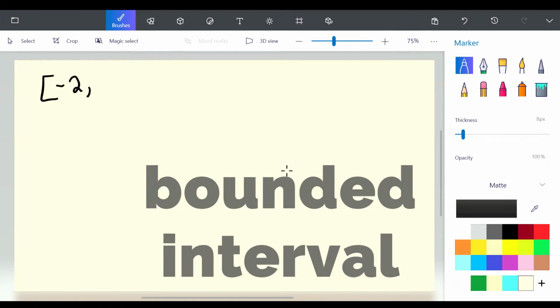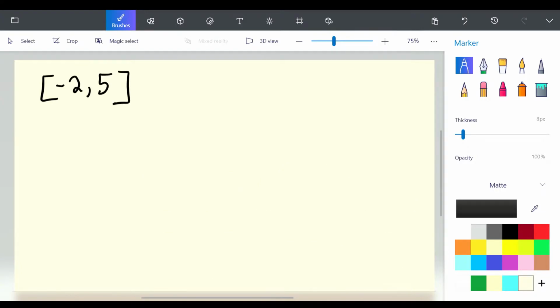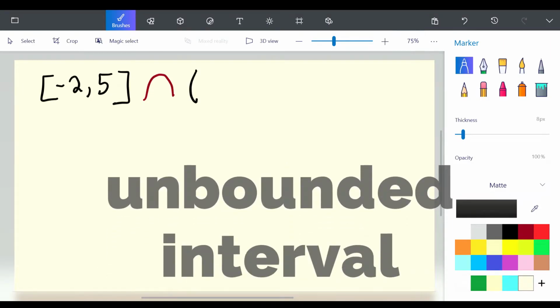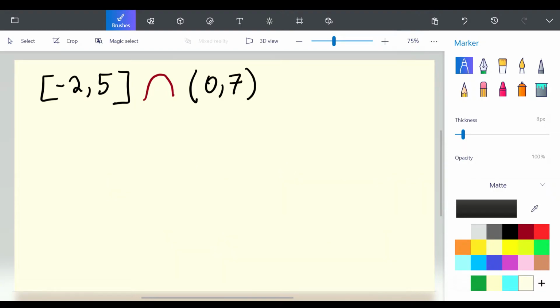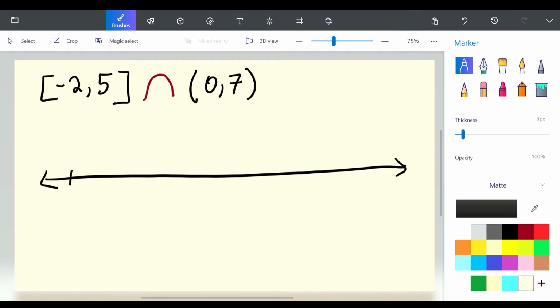-2 until 5, this is a bounded interval, intersect with an unbounded interval starting from 0 until 7, which means 0 is not included as well as 7. Now we can translate this notation into number lines. So if I draw a number line, it starts from the lowest number, which is -2. It goes upward.